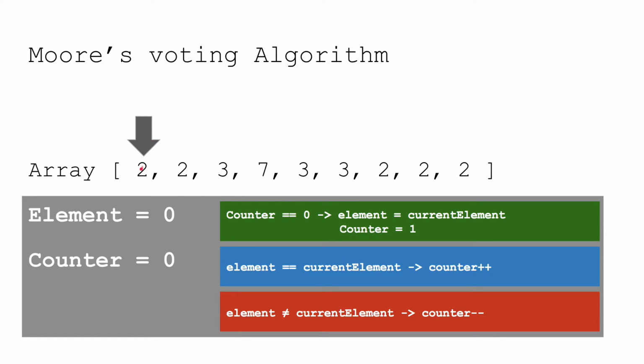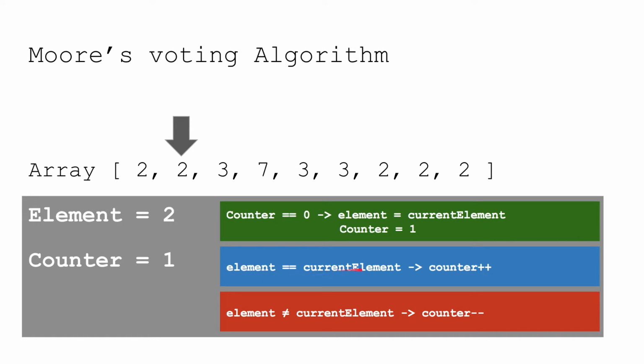So we will start with element 2 and we will check if the counter is 0, then we will simply set this element to the current element. So here the current element is 2. So we will set this element to 2 and we will set the counter to 1. And next we will move to the next element, which is 2, and then we will check if the counter is 0. The counter is not 0. Then we will go to the next check.